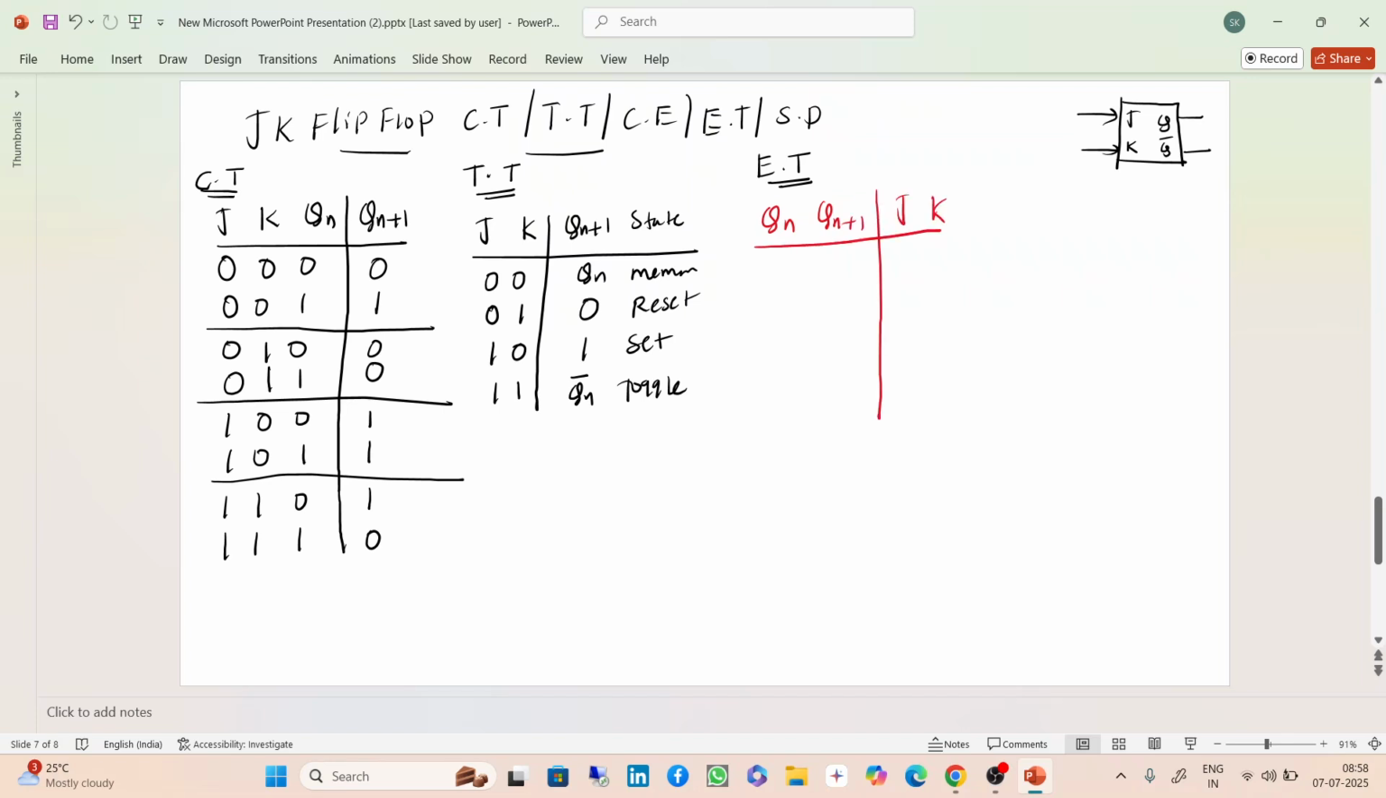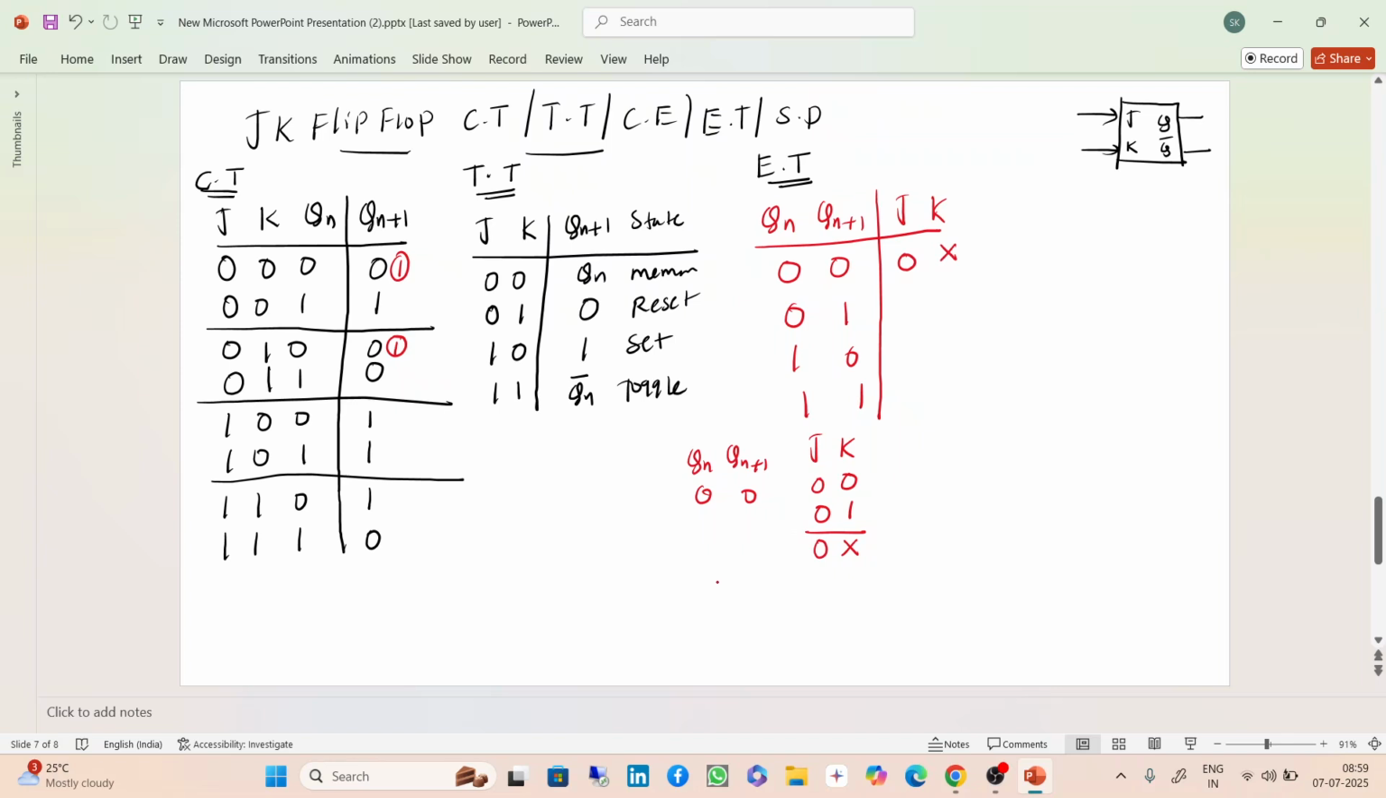So see here, first step. The possibilities for Qn to Qn plus 1 are 0 0, 0 1, 1 0, 1 1. When it is 0 0, what are the J and K values? J and K values are 0 0, and this is the first case. 0 1, so you can write this as 0 don't care.